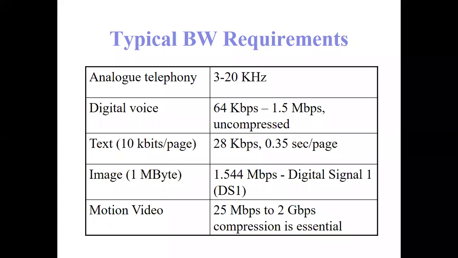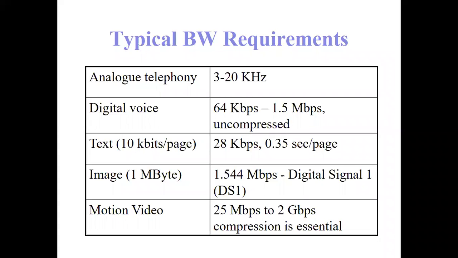Then we have text, 10 kilobits per page. It's 28 kilobits per second to 0.35 seconds per page. This is the text, how long it will take to open a page on the internet. Then we have the image. The image is 1 megabyte, at 1.544 megabits per second.